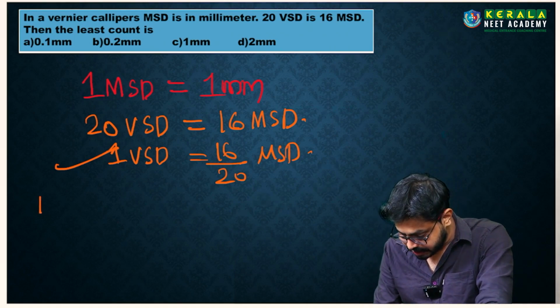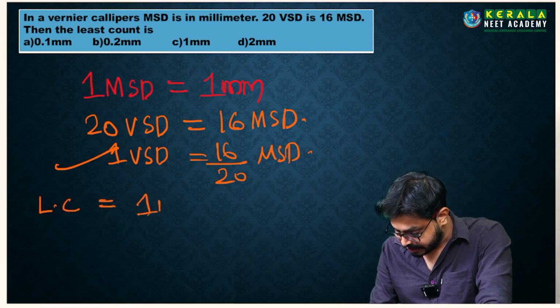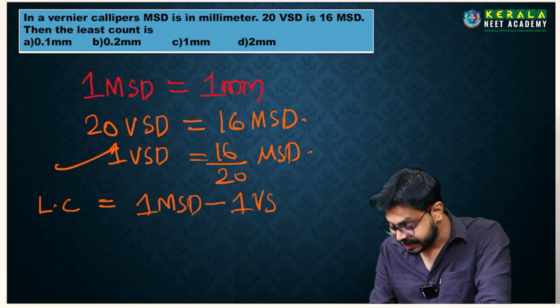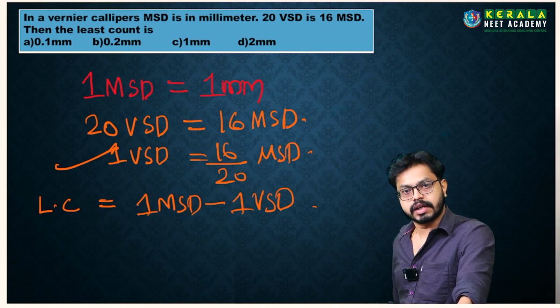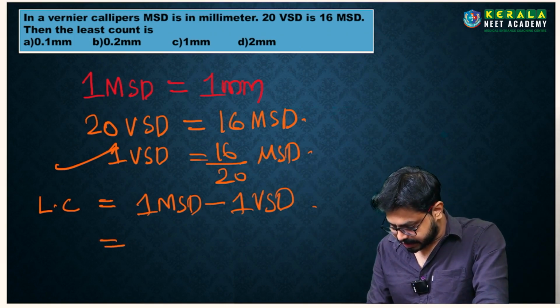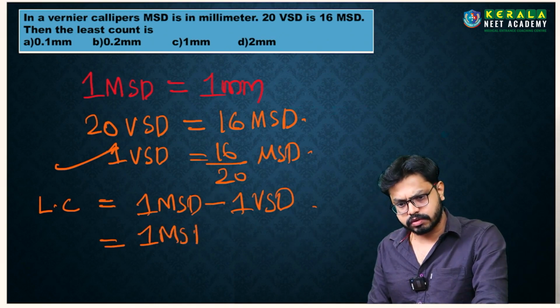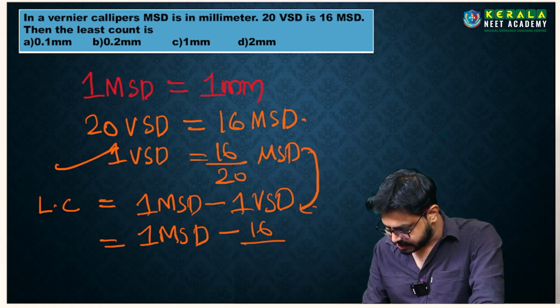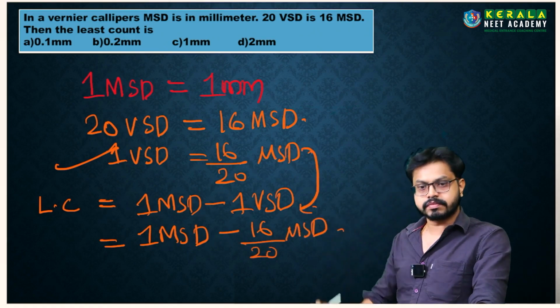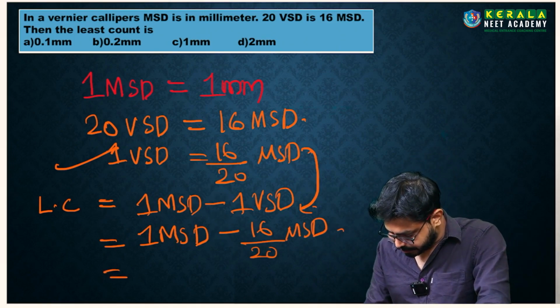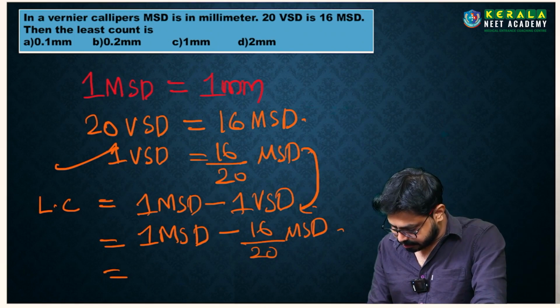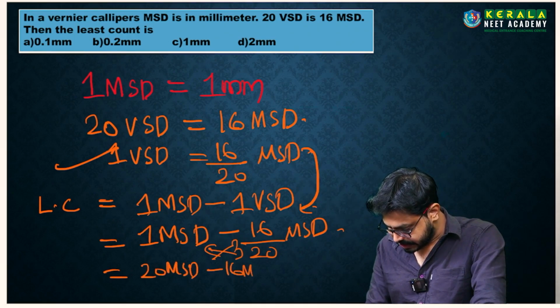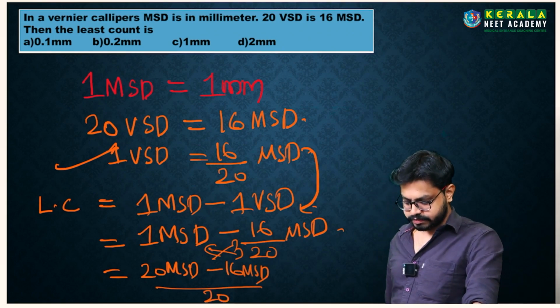What is the least count equation? Least count is equal to 1 MSD minus 1 VSD. Clear? What is 1 MSD? 1 MSD we already know. What is 1 VSD? 1 VSD is equal to 16 by 20 MSD. Okay, so when you cross multiply, what will you get? 20 MSD minus 16 MSD, divided by 20.